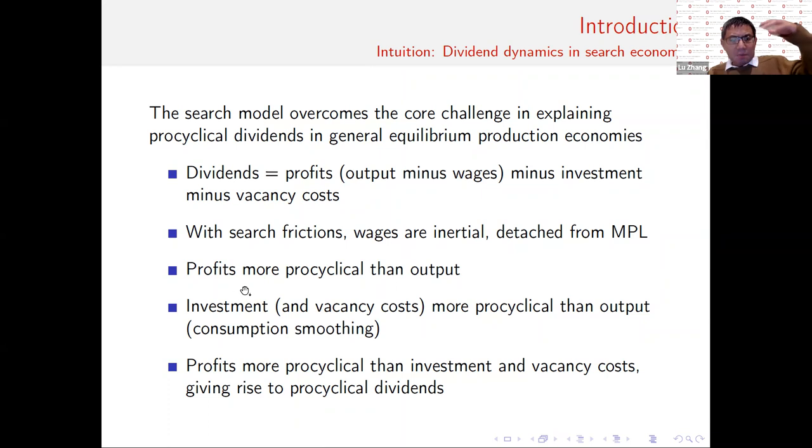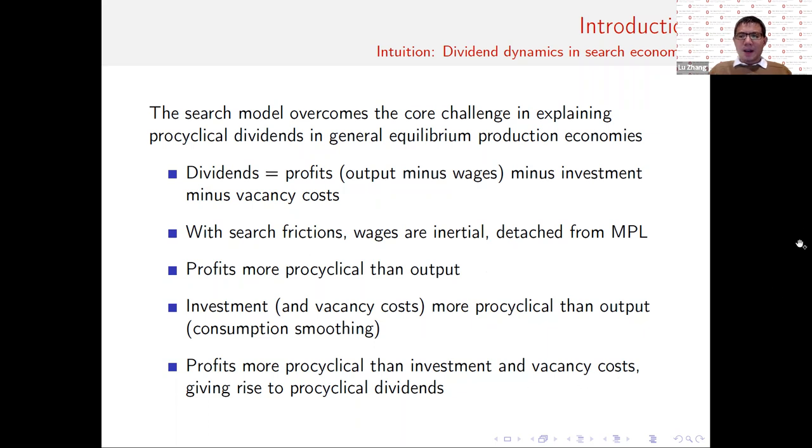And in this case, profits are going to be more procyclical than output because wages are inertial. Wages serve as a kind of operating leverage. Okay, so again, due to consumption smoothing, investment and the vacancy cost, or their sum, is going to be more procyclical than output. The same consumption smoothing intuition is going on. However, because wages are inertial, operating leverage, profits are going to be more procyclical than investment and vacancy costs. As a result, dividends actually become highly procyclical, and this is the amount of endogenous cash flow risk that can be generated within the search model.